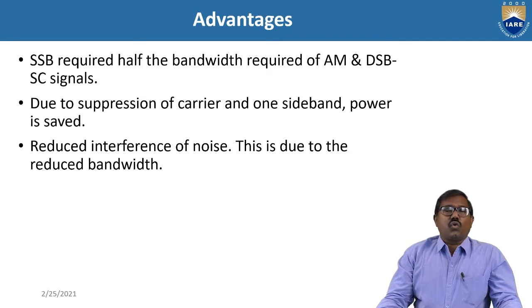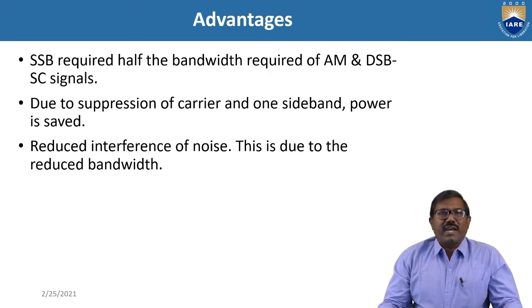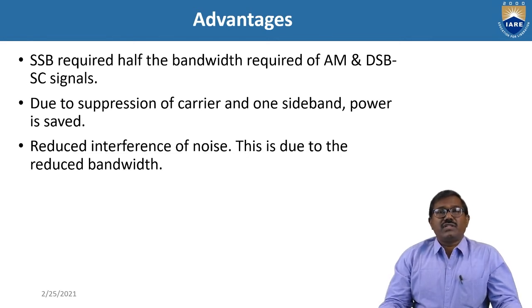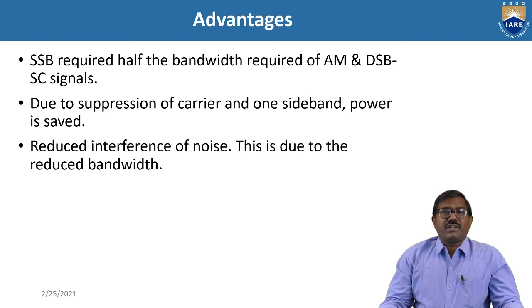So what are the advantages of SSB? SSB requires half the bandwidth required by AM and DSB-SC signals, as we discussed. Due to suppression of the carrier and one sideband, power is saved. Another advantage is reduced interference of noise, which is due to the reduced bandwidth. So if bandwidth is reduced, we have two advantages: one is that power is saved, and the other is that noise interference is also reduced.